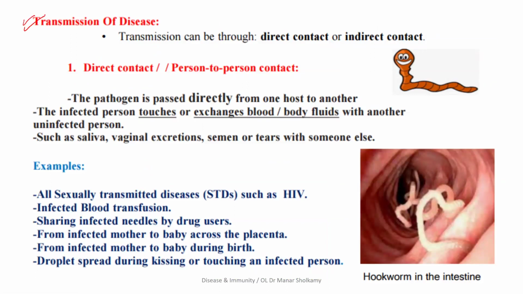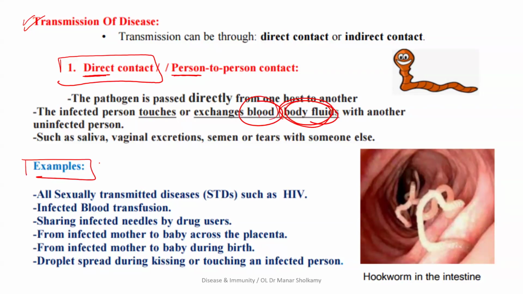Transmission of disease, this will take 5 minutes because we already took it, by the way. Either disease will be transmitted by direct contact or indirect contact. And the name speaks for itself. Direct contact means I will come in contact with the person or I will come in contact with his body fluids. If I directly touch you and I become sick, this is direct contact. If I touch your blood or your fluids, any fluid coming from the person, this is direct contact.